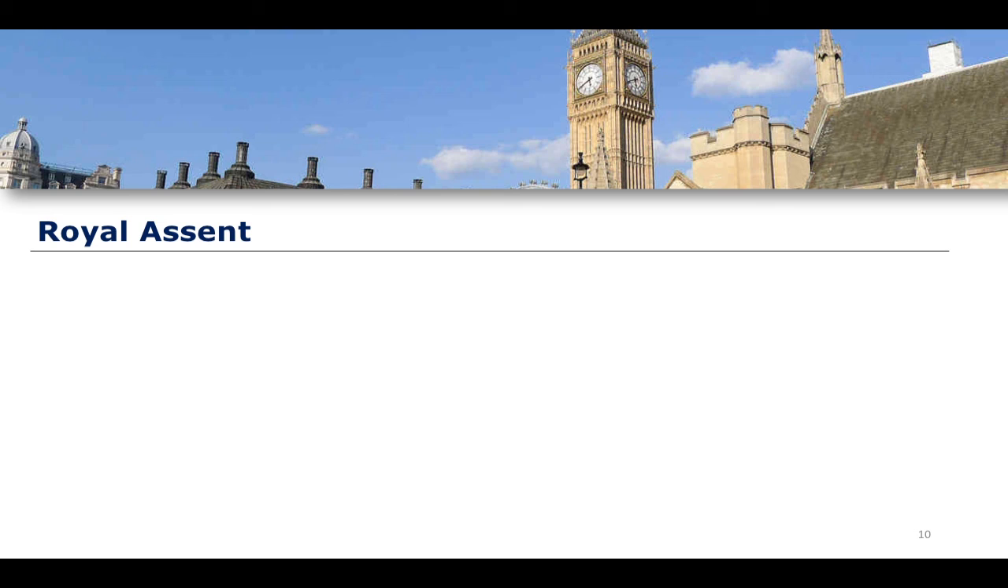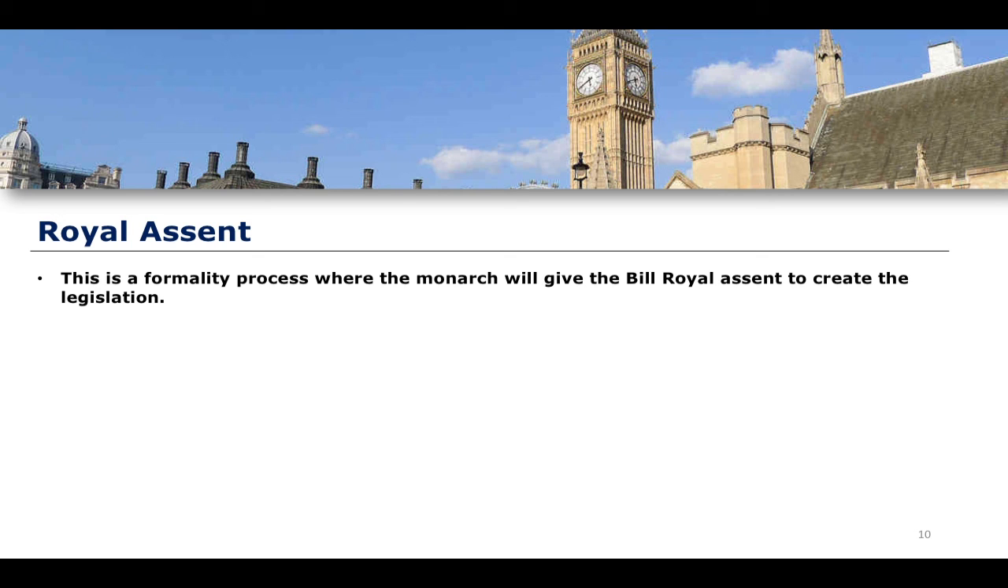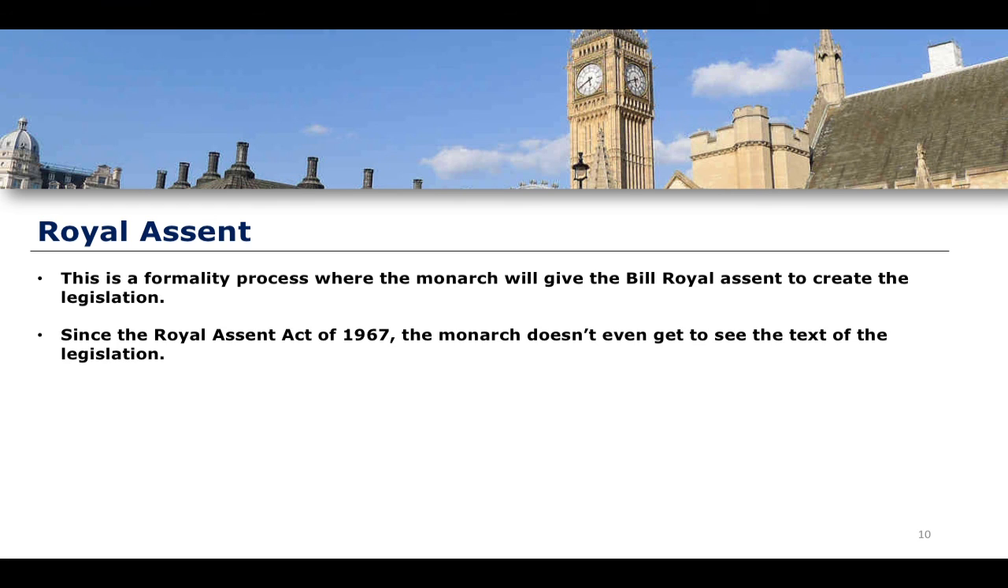Finally then, once it's gone through these stages and it's gone through the ping-ponging process, as I like to call it, we have the royal assent phase. This is again a formality process, if anything more of a formality than any other stage of the process, and this is where the monarch will give royal assent to the bill to create the legislation.